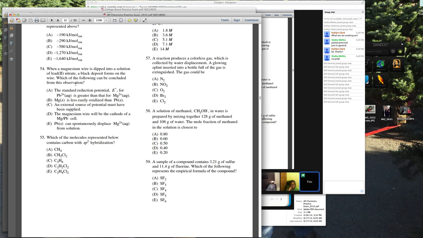I guess that's a possibility. If magnesium was higher than lead, then an external source would have had to have been provided. D, the magnesium wire will be the cathode of a magnesium lead cell. So cathode is where reduction happens. So that seems possible as well. This is interesting. And E, lead as a solid can spontaneously displace magnesium 2+ from solution. If that was happening, then it would also be going in reverse. So let's take a look.